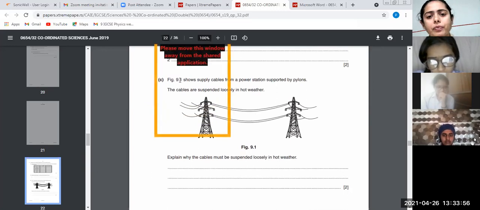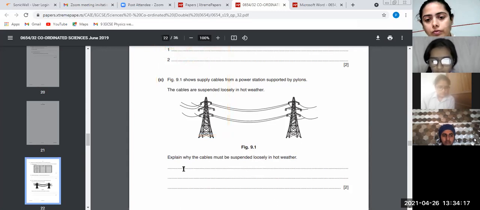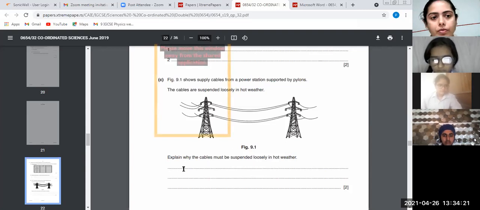Chaliye, C part. Figure 9.1 shows supply cables from power stations supported by pylons. The cables are suspended loosely in hot weather. Explain why they are suspended loosely in hot weather. Anji, why suspended loosely in hot weather?